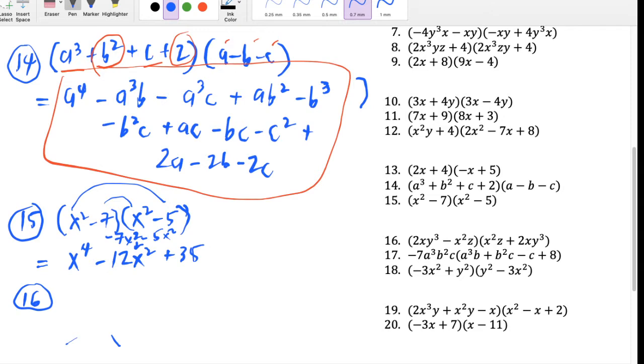Okay. If you look at number 16, pwede natin siyang i-rearrange such that we have x squared z plus 2xy cubed. Ito yun. Okay? Times. Oh, sorry. Again.